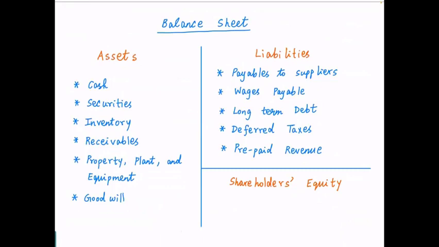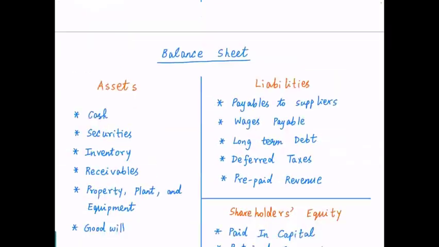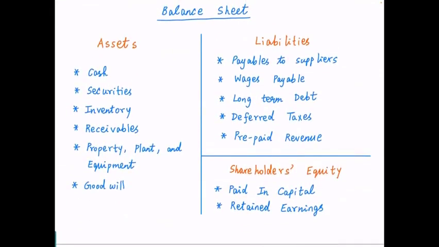And then finally, there is this section called shareholders' equity, which is basically the assets minus the liabilities. So whatever the total assets that the company has, minus all the liabilities that it owes to various constituents, that forms the shareholders' equity. And the shareholders' equity is made up of two components, which is essentially what is the money that was contributed to start the business, which is paid in capital, and then how much money has been retained by the business over a period of time since when it was started, which is retained earnings.